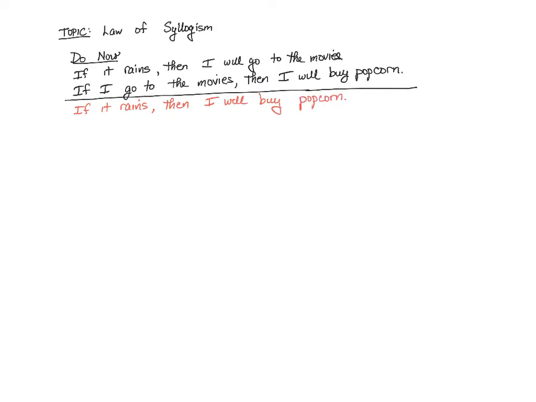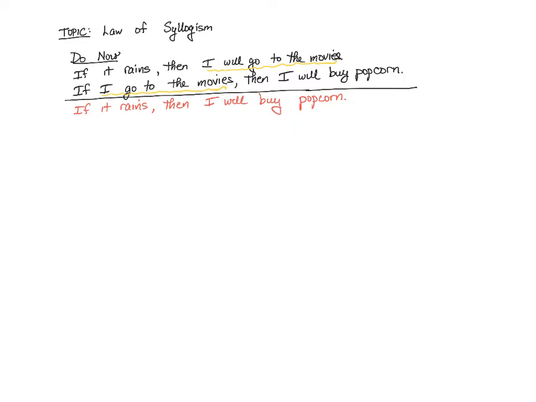So the law of syllogism deals with the following. If two conditionals are true, and the consequent of one conditional matches the antecedent of the second, then they cancel and the resulting conditional is true. So let's write it out in symbols.